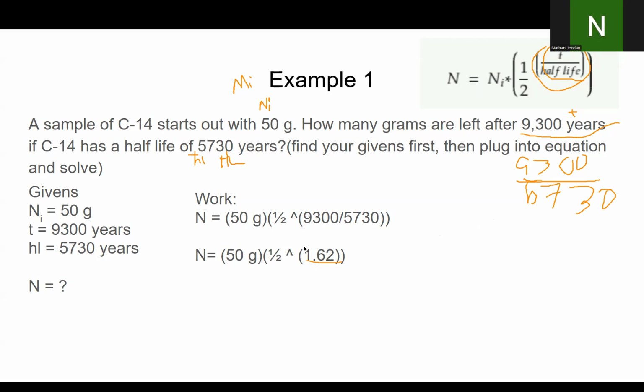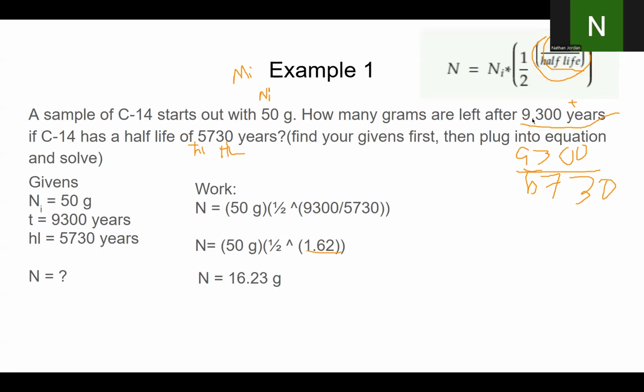From here, we just do 1/2 to the 1.62 power. Then we multiply by 50 grams. After 9,300 years, only 16.23 grams of this carbon-14 substance will remain. The rest will have decayed into its daughter nuclei, which I believe is nitrogen-14.